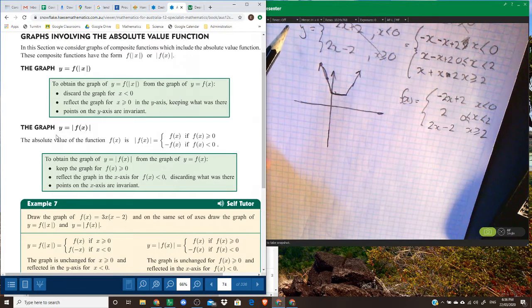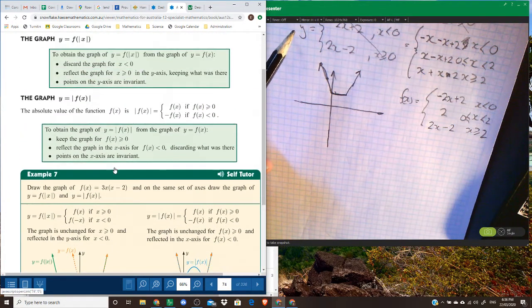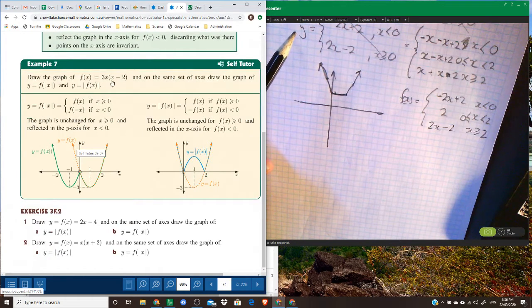But what happens when you put the absolute value function around the whole function? Any negative output values will switch over to the positive side, so the negative parts will be a reflection on the x-axis. They've got an example here.